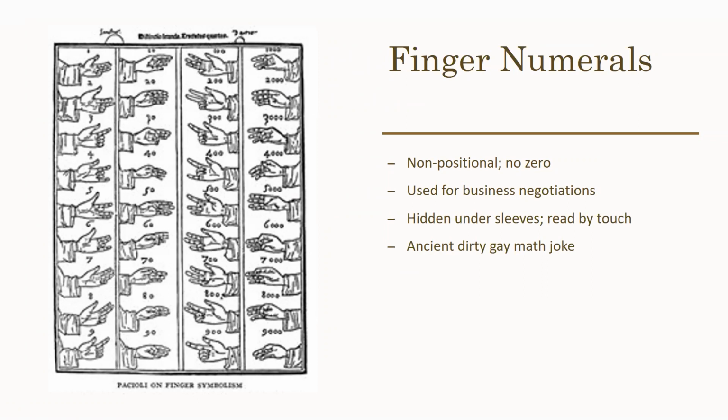So there's actually an ancient dirty gay math joke about these finger numerals. I would draw your attention to the second column as I tell you the joke. The joke is that the man went to the market with 90 and came back with 30.